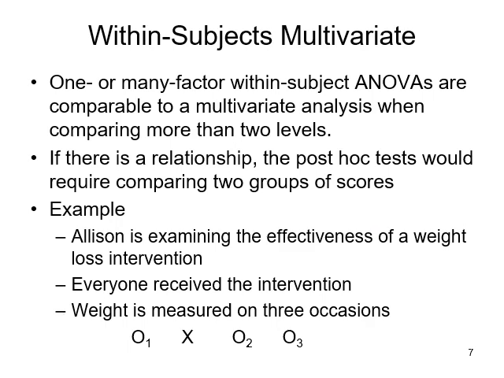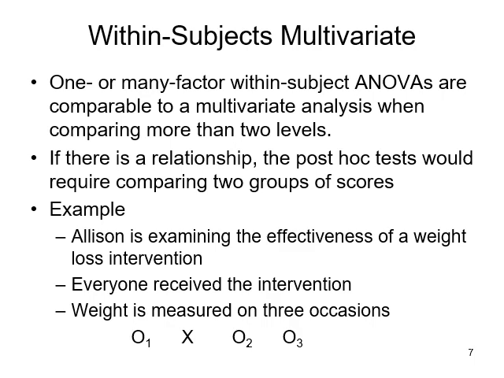So within subjects multivariate, when we have one or many factors within subjects, ANOVAs are compared to a multivariate analysis when comparing more than 2 levels. Basically what this is talking about is that when we're using an ANOVA as a within subjects or repeated measures design, we have the assumption of sphericity.